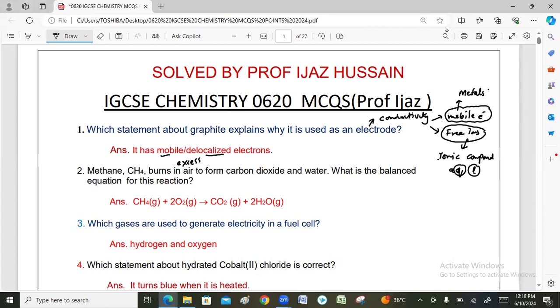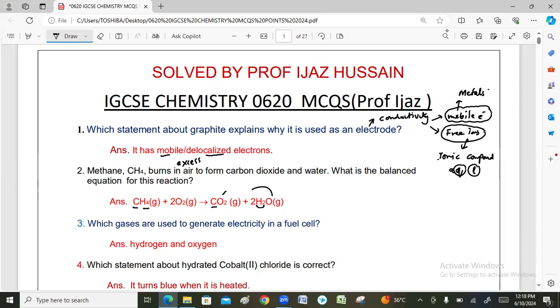Methane is a gaseous substance at room temperature. Oxygen, this is carbon dioxide, this is water. Just look at the balancing. There is one carbon, four hydrogen atoms, two times two, four, and two plus two, four oxygen. So this is four oxygen.